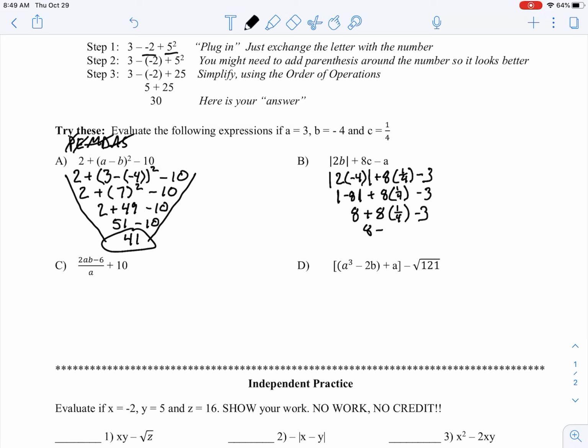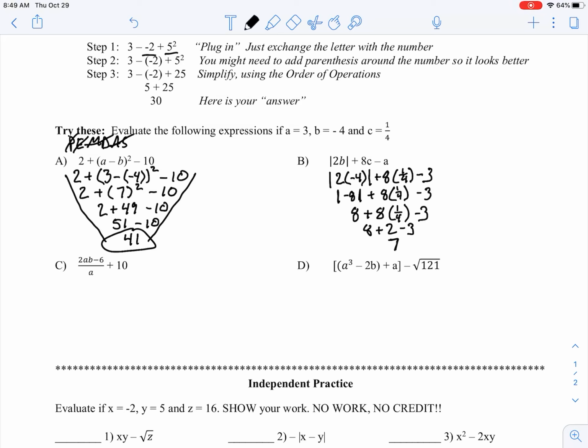Alrighty, so we have 8 plus, now we move on to multiply and divide. So 8 times 1/4 is going to be 2 minus 3, and I'm running out of room, so I'm going to do both of these steps here at the same time. So 8 plus 2 is 10. 10 minus 3 is 7. There's our final answer there.